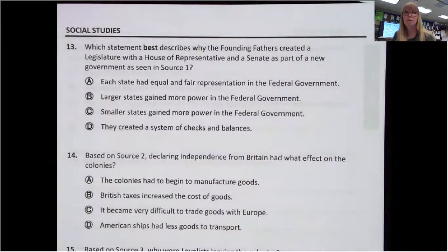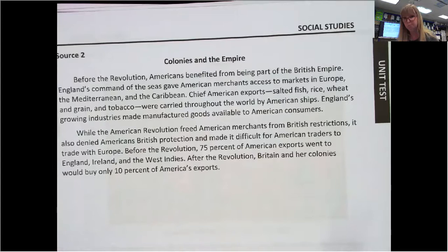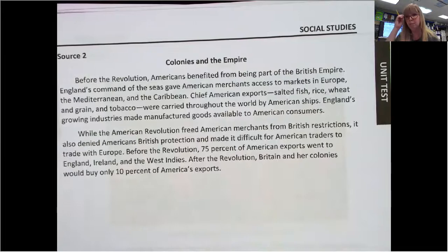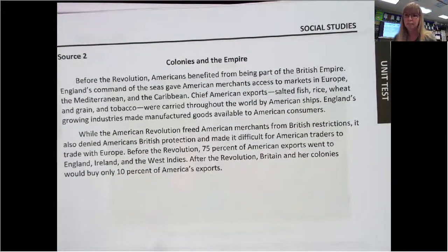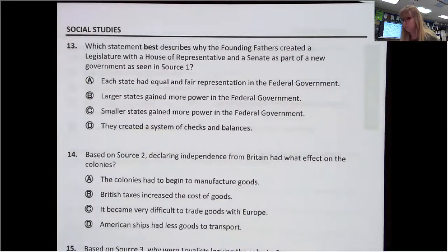Based on source 2, declaring independence from Britain had what effect on the colonies? C. It became very difficult to trade goods with Europe. Remember, it said only 10% of their exports went to Britain and her colonies, whereas before 75% went there. So they had to find somewhere else to sell their items. That's a big loss. Okay, so let's go to source 3.